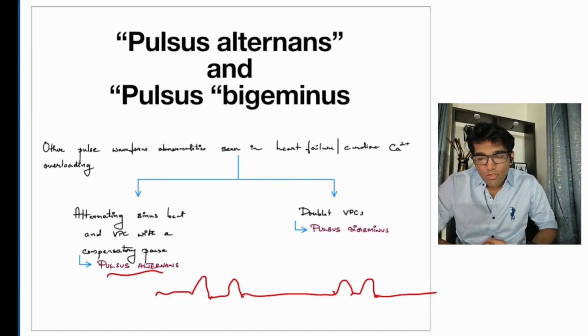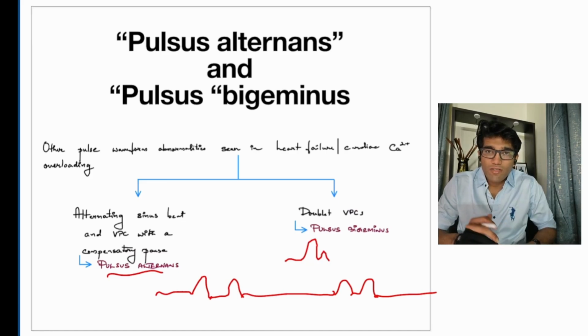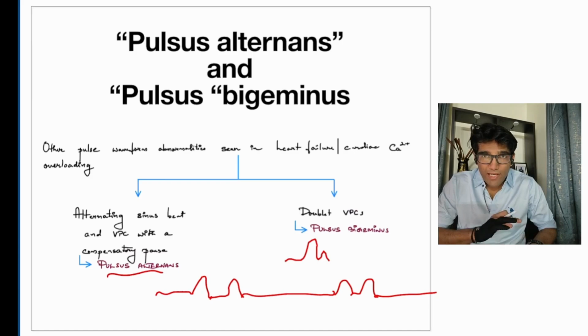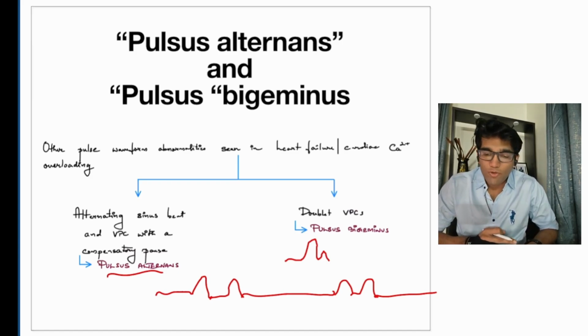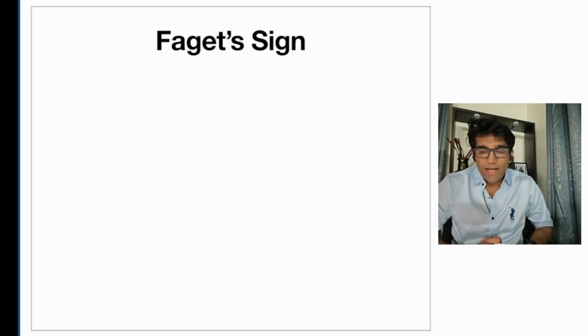Now, you can also have two VPCs occurring together. When two VPCs occur together, you will have one large wave, then a small wave, because when there is a ventricular premature contraction, diastole is shortened. The shortening of diastole itself will cause the second wave to decrease in size, because what we are feeling is the tidal wave, and the tidal wave reflects the stroke volume, which in turn is dependent on LV end-diastolic volume. So that is what we call a pulsus bigeminus. So these are the two named abnormalities. Both occur in heart failure. Okay, so that is your analysis of pulse.